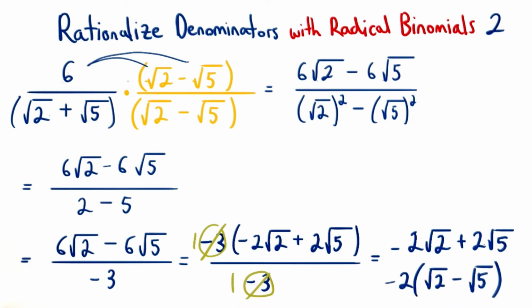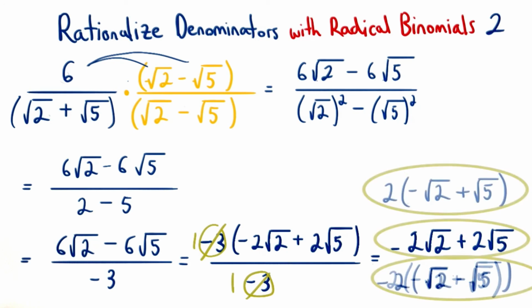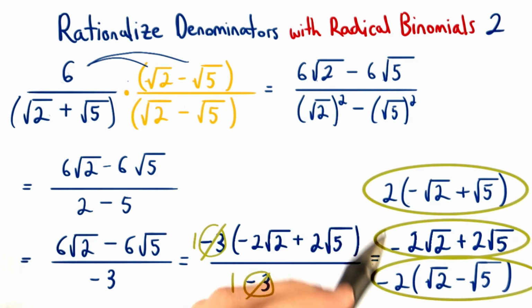And now there are a couple of ways to write this answer. You could have factored a negative 2 out to get this answer, or you could have factored a positive 2 out. Either of these is correct. Nice algebraic thinking if you got any of these answers.